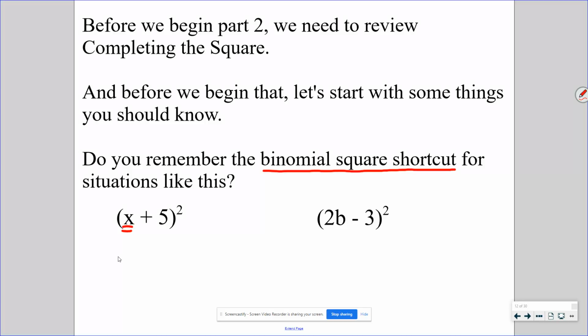Step 1, square the x, which would be x squared. Step 2, multiply these 2 terms and double it. So x times 5 is 5x, doubled is 10x. And then step 3 is take 5 and square it, and that would be your resulting solution.